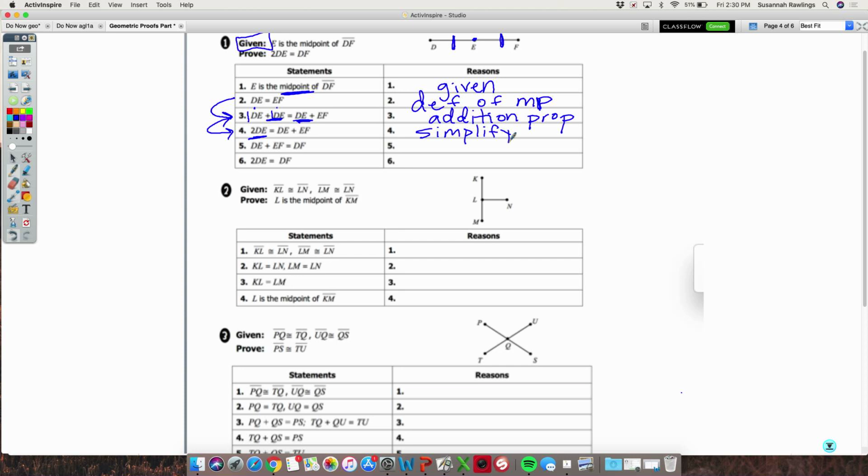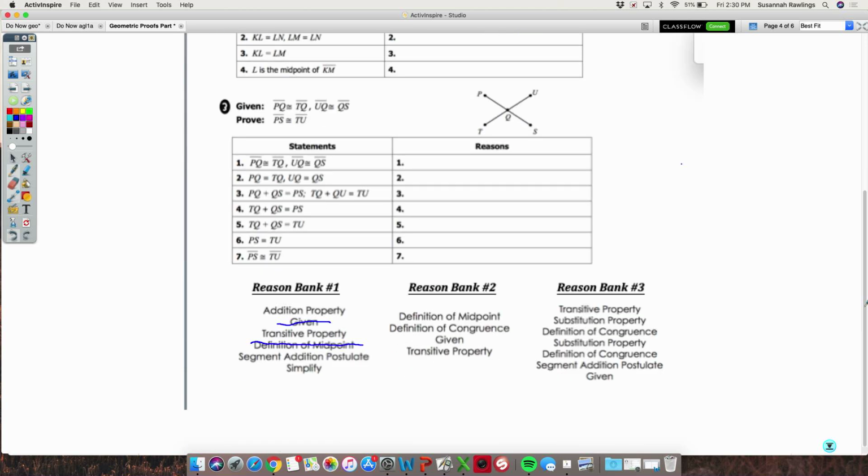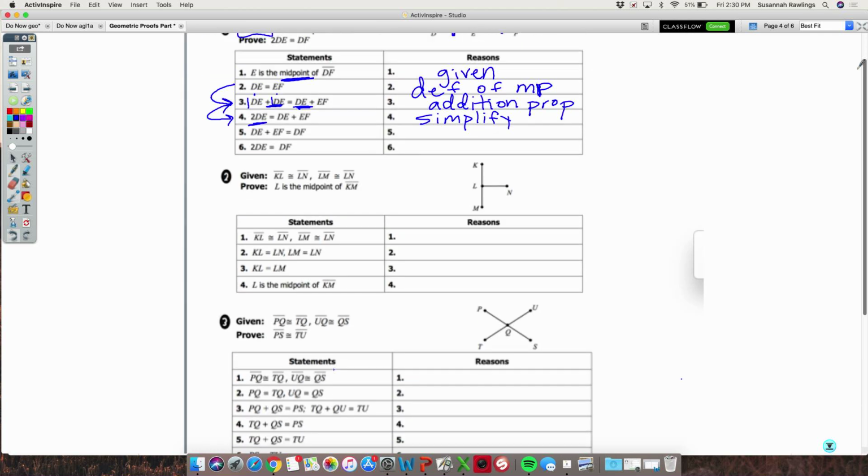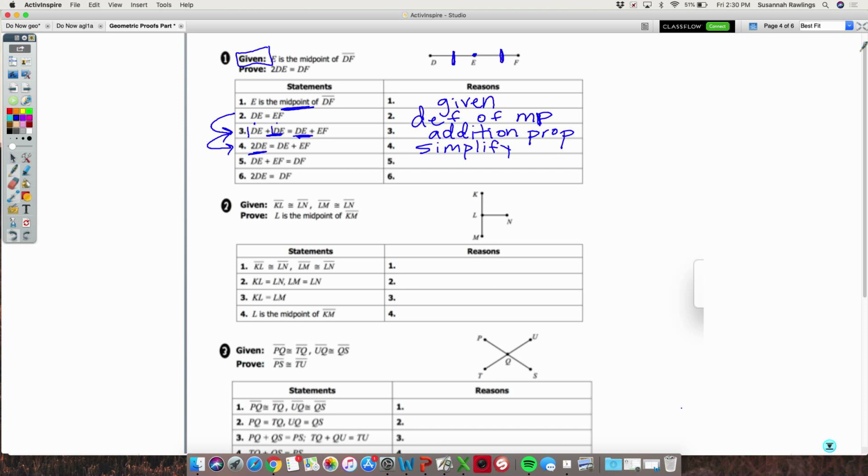All right, so we're down to the last 2, which is good. So what are my last 2 options here? Look at my word bank. What do I have left? Segment addition and transitive. Again, transitive is the one that I think is most difficult to find. What you want to check for with segment addition is that I have the 2 smaller pieces equaling the whole thing. So let's check step number 5.